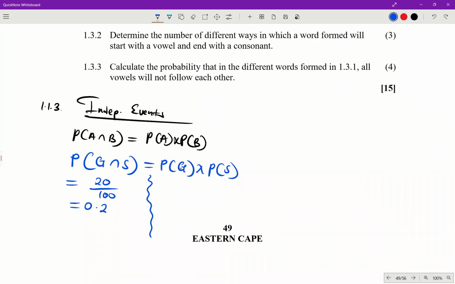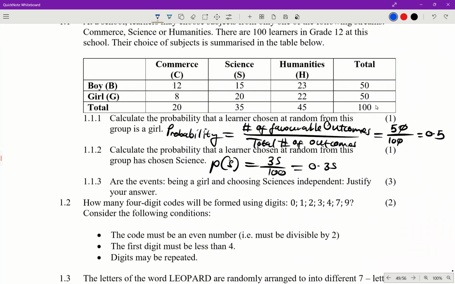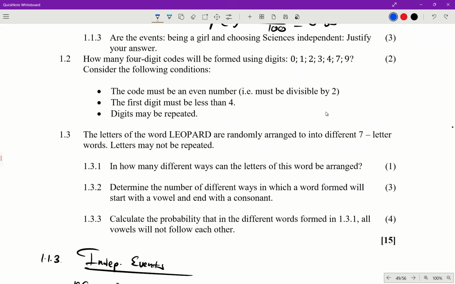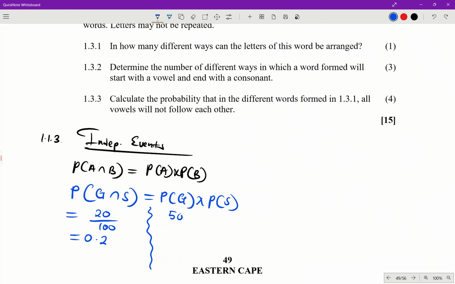And then this part, the probability of girls and the probability of science. You come here, the probability of girls, the number of favorable outcomes is 50 for girls, divided by the total number of outcomes. For science it is 35 divided by 100. Understand? This is the number of favorable outcomes divided by the total number of outcomes. So that's going to be 50 over 100 multiplied by 35 over 100. So let's see what we have there. 50 over 100 multiplied by 35 over 100.